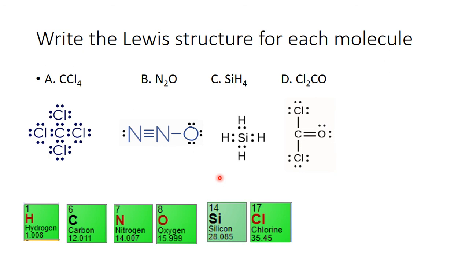You count your number of valence electrons, you put them in, and you form double and triple bonds as necessary. And that's it for writing Lewis structures of any element that you can think of.